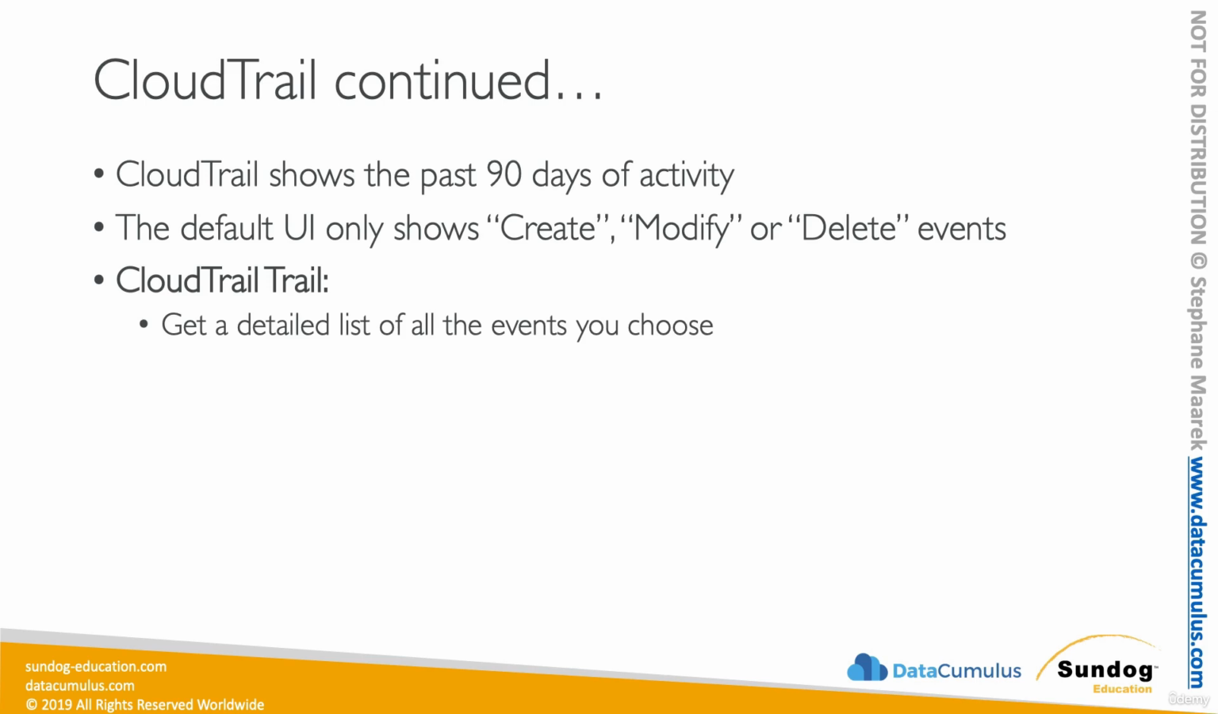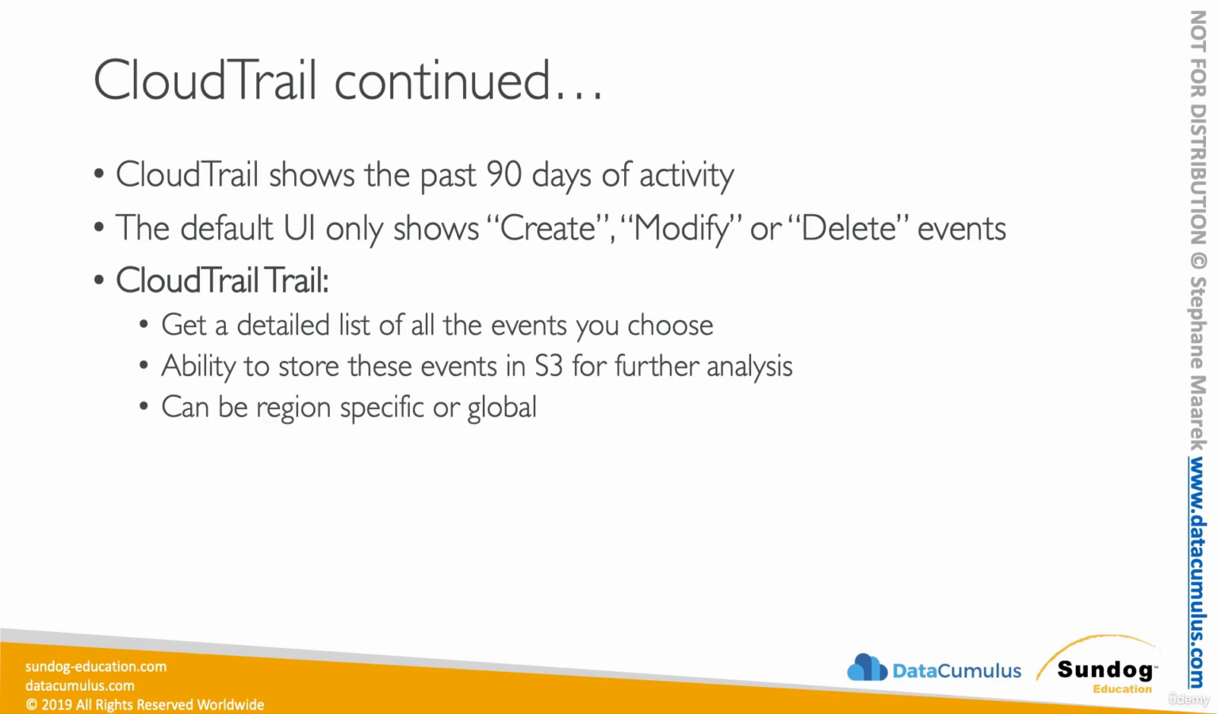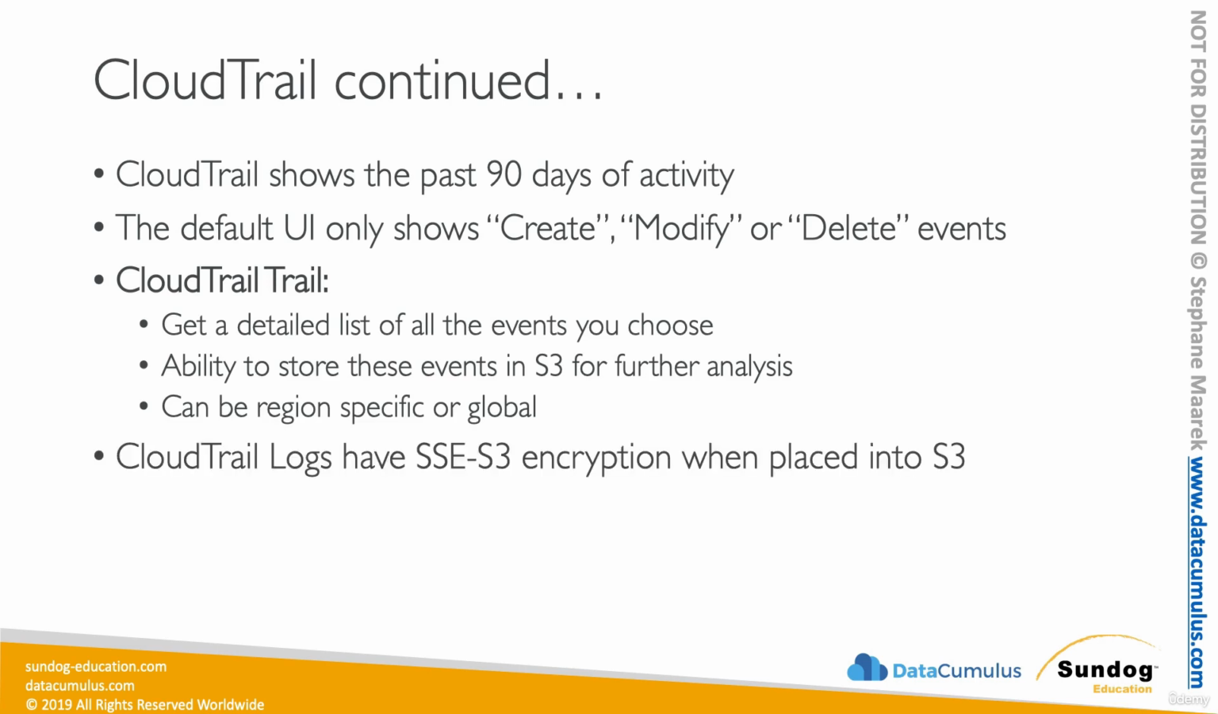Basically, you can choose the kind of events you want to log, and then you can store this trail directly into S3 if you wanted to analyze it further. Maybe you want to use Amazon Athena on top of it to query these CloudTrail logs. Now, CloudTrails can be either region-specific or global, so you have these options. And when you store them into S3, automatically they will have SSE-S3 encryption applied to them, so it's quite neat.